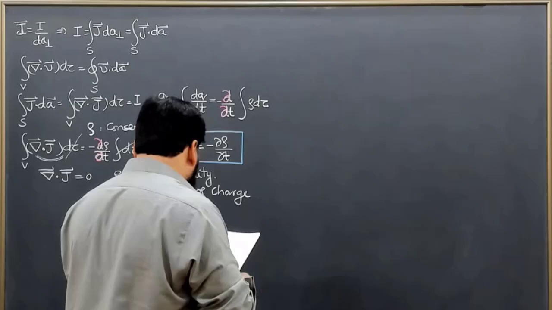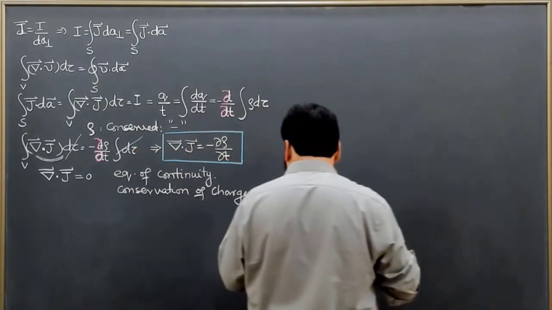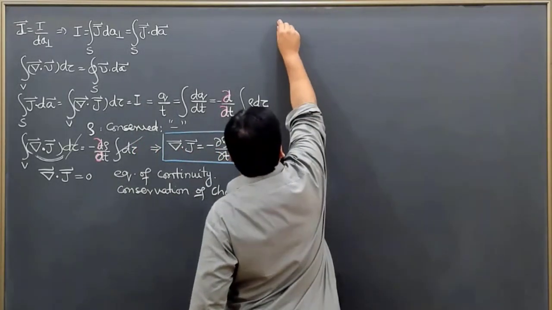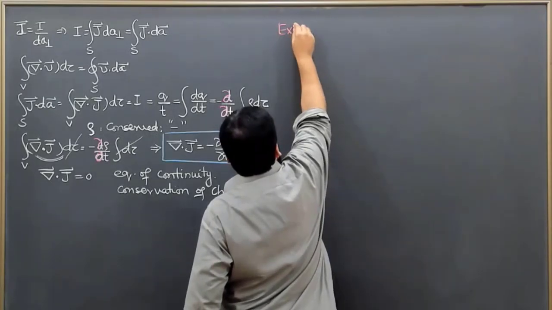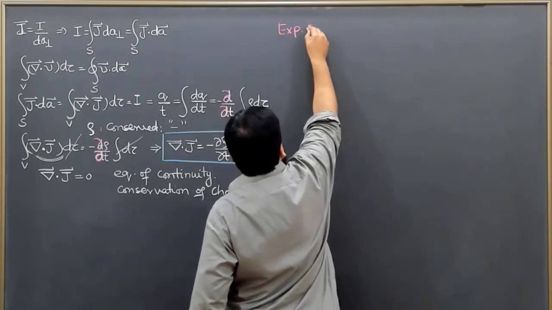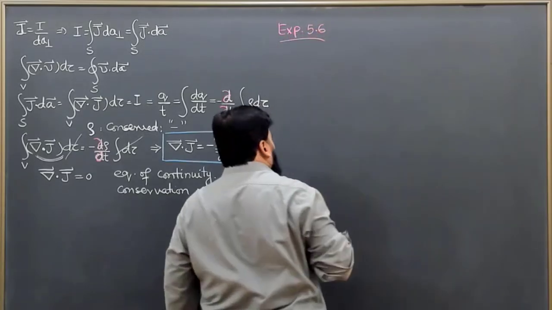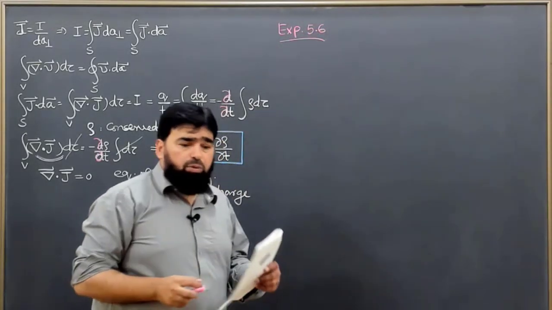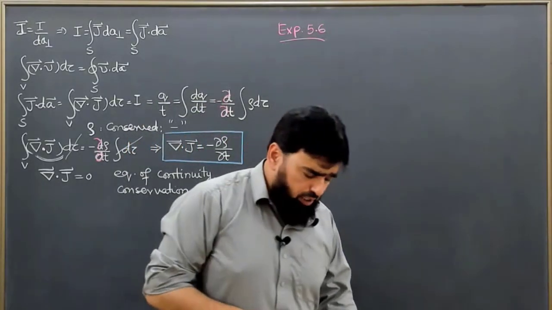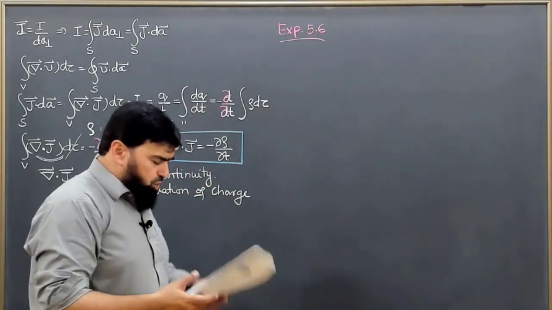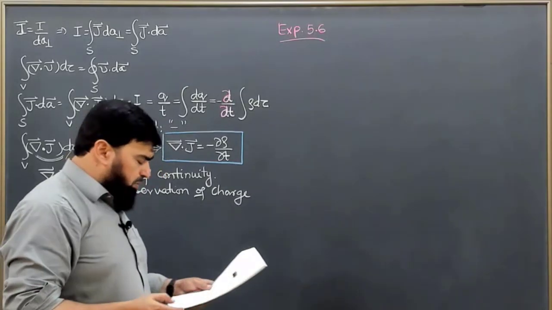And now we are going to solve example 5.6, which is a straightforward example. Its part A is very easy, while part B has a bit of integration. Now let me read the statement of the problem.